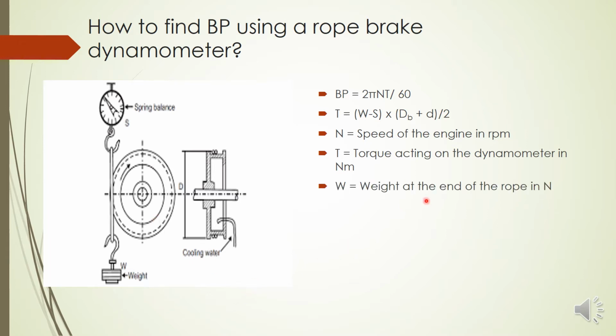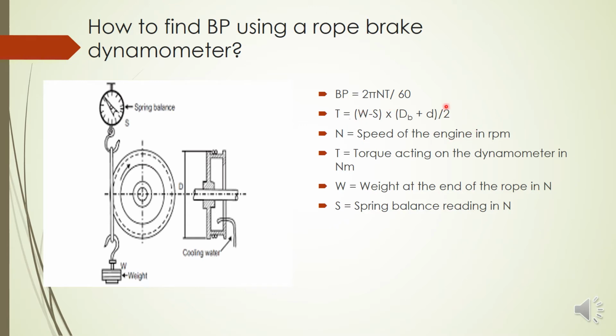So W is the weight at the end of the rope. An important thing is it should be in Newton, because the SI unit of weight is Newton. Similarly, S is the spring balance reading. These two readings must be in Newton. If in some problem W or S is in kilogram, we have to multiply by the acceleration due to gravity g, that is 9.81. But if it is in Newton, we can directly use this relation.